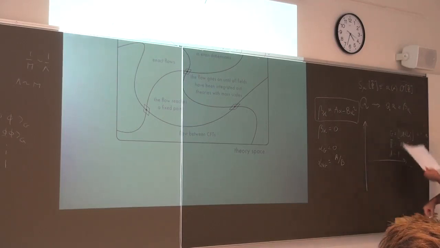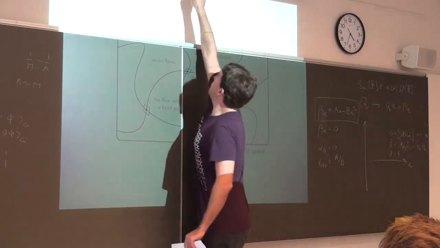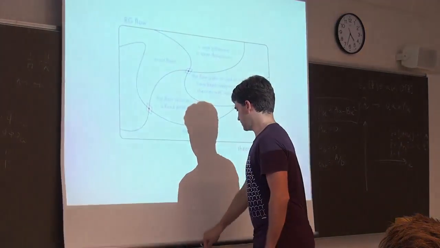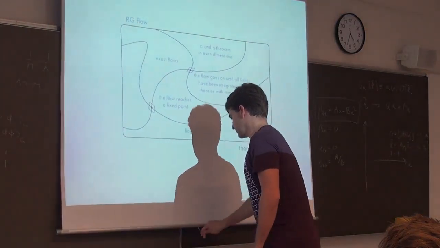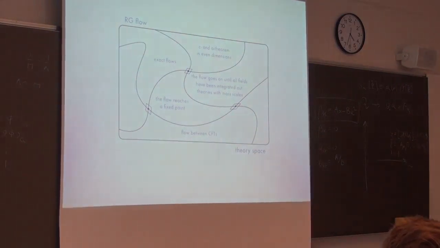So once we specify the space, in principle, we are able to do all these kinds of constructions. Right? Now, the problem is that this is technically difficult. If you come up with a way to construct exactly the R operation for a given theory, then that's a great achievement. That's the reason why exact flows are interesting.